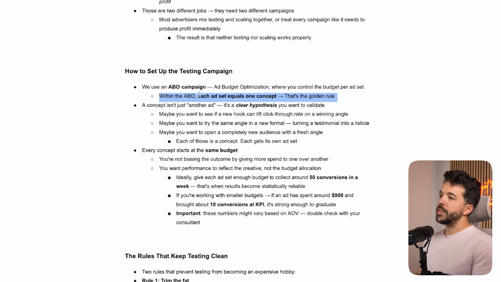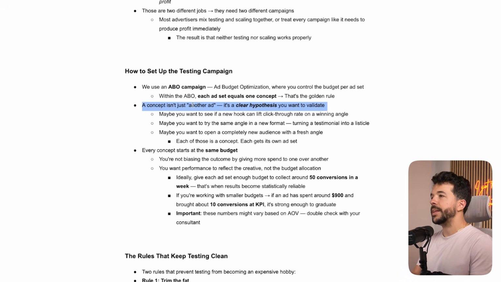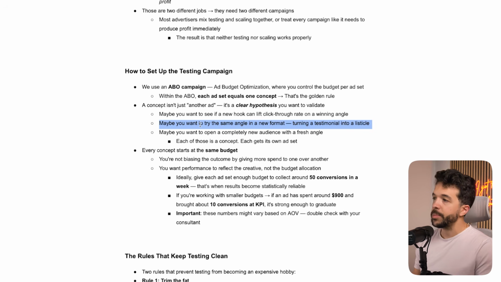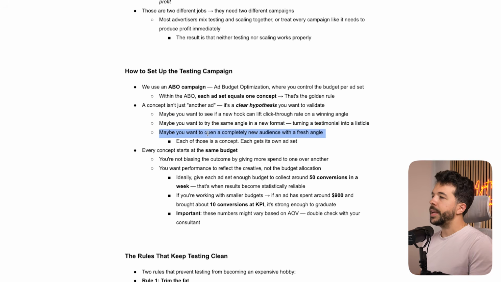Now, a concept is not just another ad, but it has a clear hypothesis behind it that we are trying to validate. Maybe we want to see if a new hook can lift click-through rate on a winning ad. Maybe we want to try the same angle in a new format, turning a testimonial into a listicle, for example. Or maybe we want to open a completely new audience with a fresh new angle, and we want to do it with a different concept. Each of these concepts has a clear hypothesis, and each one gets its own ad set.